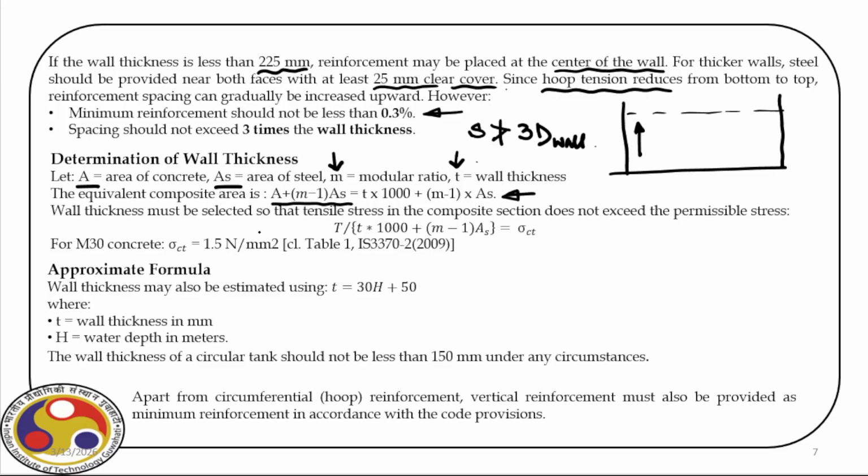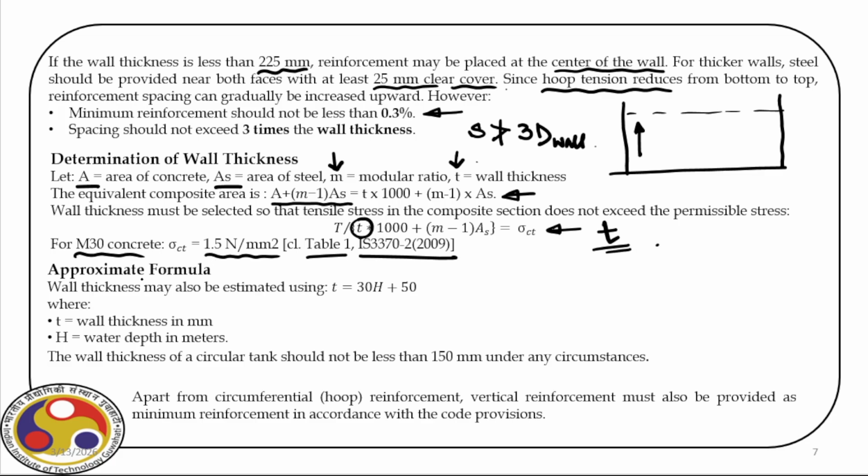Now, wall thickness must be selected so that the tensile stress in the composite section does not exceed the permissible value. So, from this expression, we can find out the thickness of the wall. Now, for M30 concrete, sigma CT is 1.5 Newton per millimeter square, which is given in table 1 of this code. So, from this expression, the outcome is the thickness required.